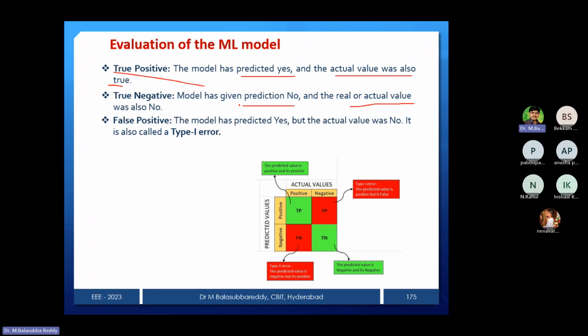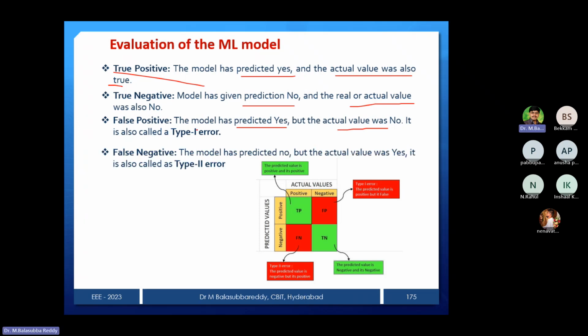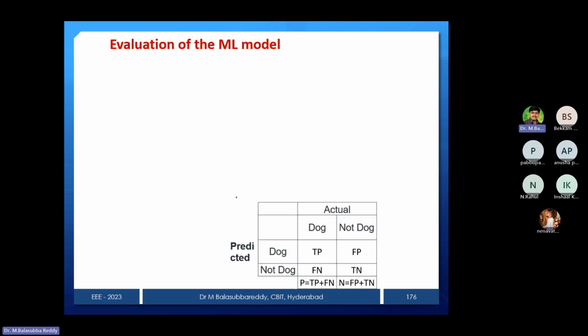The other one is false positive: the model predicted yes, but the actual value is no. That is a type 1 error. And false negative: the model has predicted no, but the actual value was yes. This we call a type 2 error. So based on the confusion matrix, we can easily identify the value of true positive, true negative, and so on. Later we can also see numerical problems as an example.